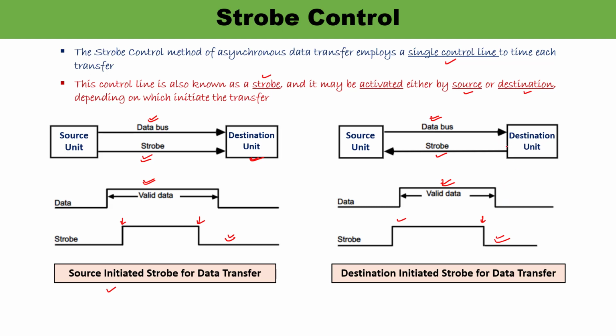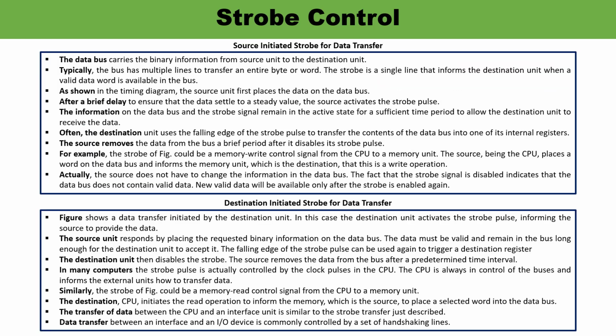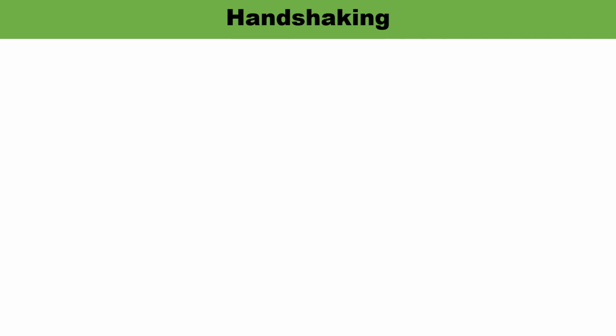In this case, first the destination unit has initiated a strobe, and only then is the source unit placing the data. You can observe this kind of case in the memory read control from the CPU to a memory unit. This is what you can make a note of.